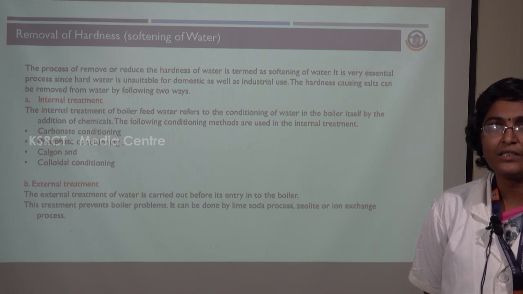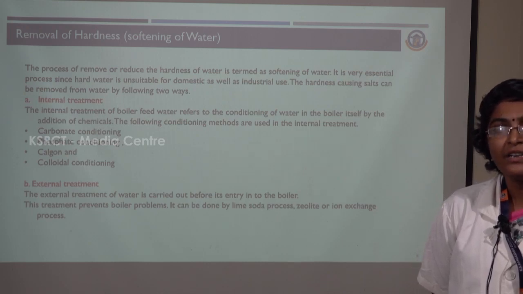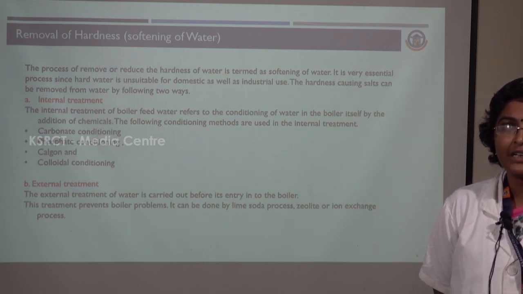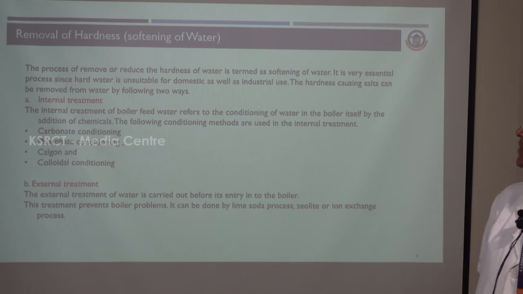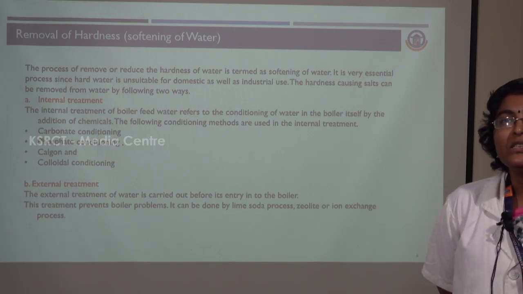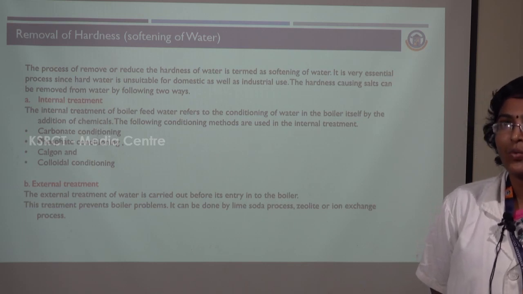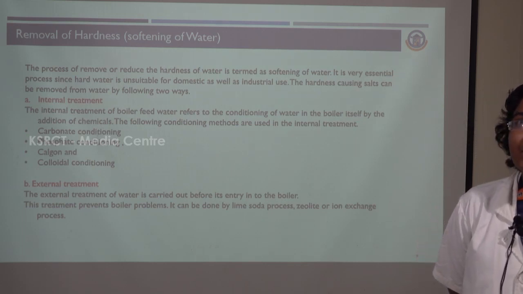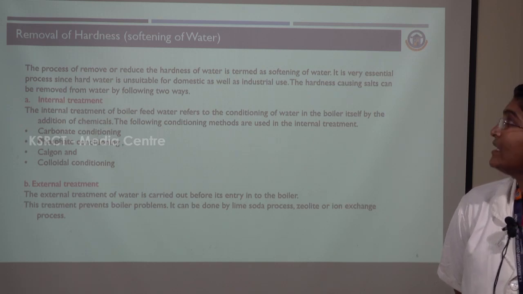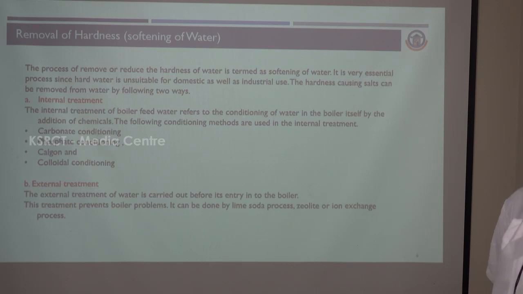So these are some of the disadvantages of hot water in industrial as well as domestic applications. Next, due to these disadvantages, we have to remove the hardness producing substances in hot water. How can we remove them? By some methods. That method is water softening. The process of removing or reducing the hardness of water is called the water softening method.